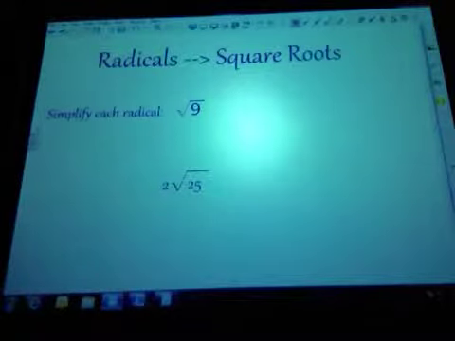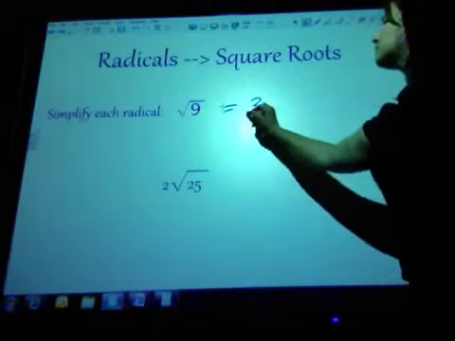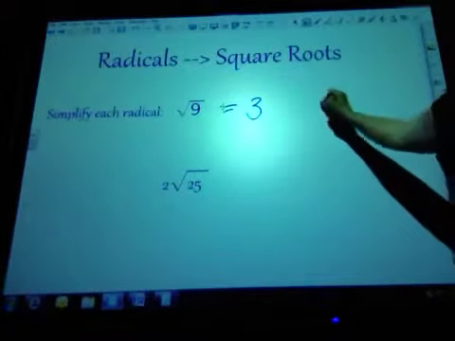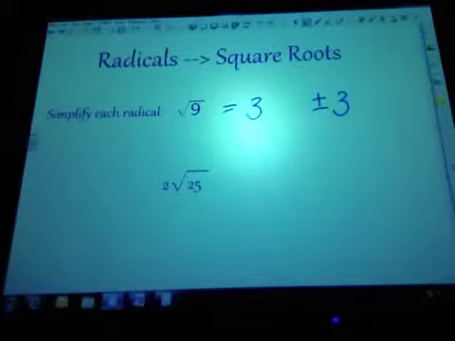See, what's the square root of 9? Well, we all know the square root of 9 is 3. Technically, the square root of 9 is positive and negative 3, but today we're only going to focus on the principal square roots, or the positive square roots.